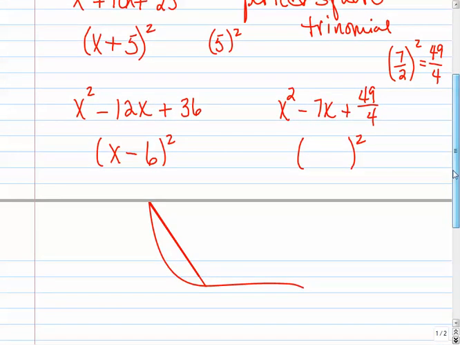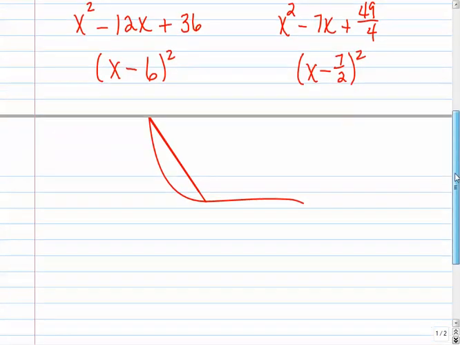But it is still easy to factor, because what we're squaring first is x. Take that first sign, and what did we square to get 49 over 4? 7 halves. That's what goes second in your binomial. So it's x minus 7 halves squared. Okay, so we're going to be using this in solving by completing the square.